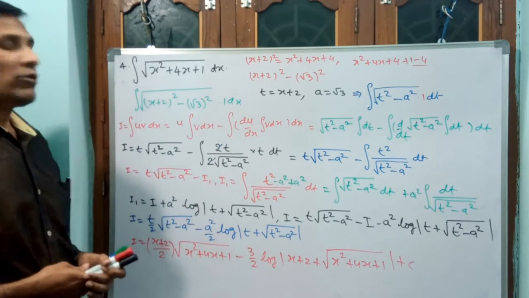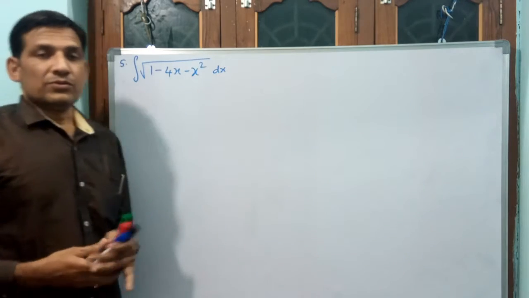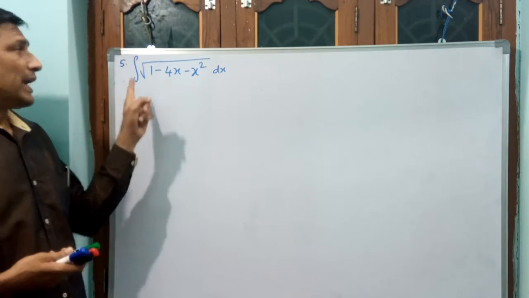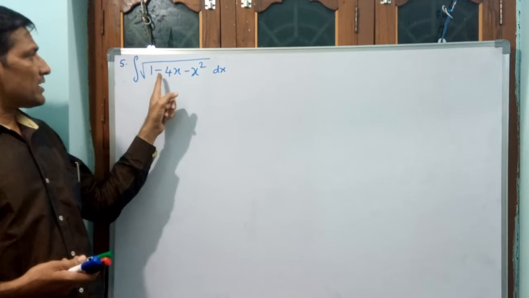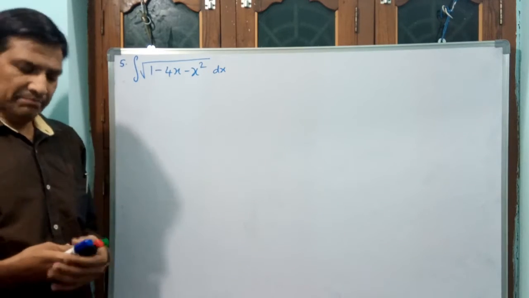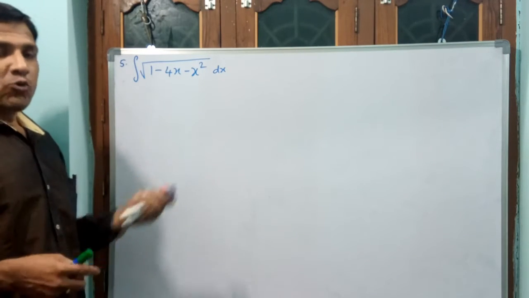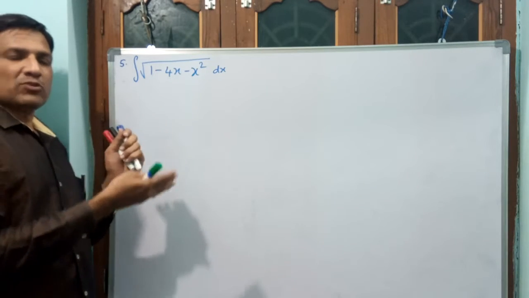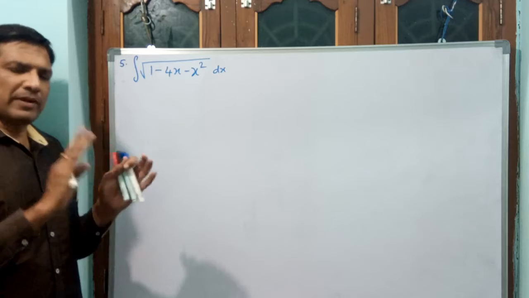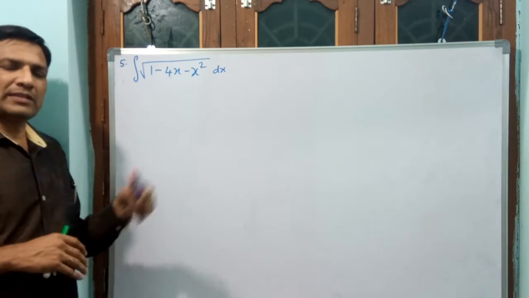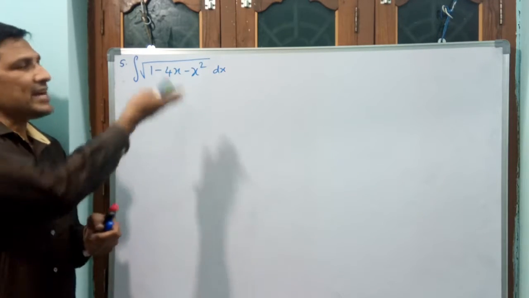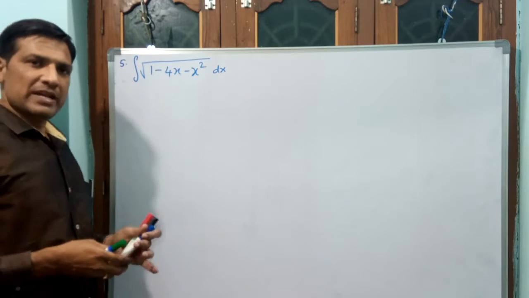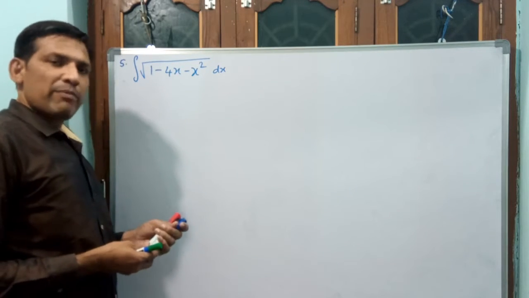Take this. We will go for fifth question. See question number 5. Integral square root of 1 minus 4x minus x square dx. How to do this? First let us write in x square plus a square form or a square minus x square form or something. Then we will take x plus 2 or something as t and a as remaining constant. Then we will proceed as per our integration by parts formula.